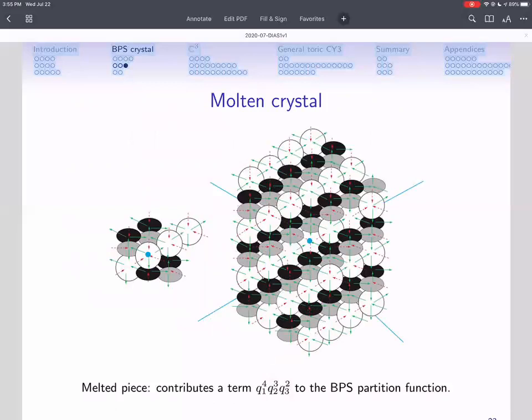In the old literature of the crystal melting papers, they started with the full crystal. You first grow the entire crystal, and then starting from the origin, you melt away a piece. They call this piece the molten crystal. This molten crystal is the BPS state that I want to consider. So for example, this will give a term with 4 Q1 and 3 Q2 and 4, sorry, 4 black ones. The point is that each crystal configuration corresponds to a particular BPS state with a particular combination of the D2 and D0 charge.